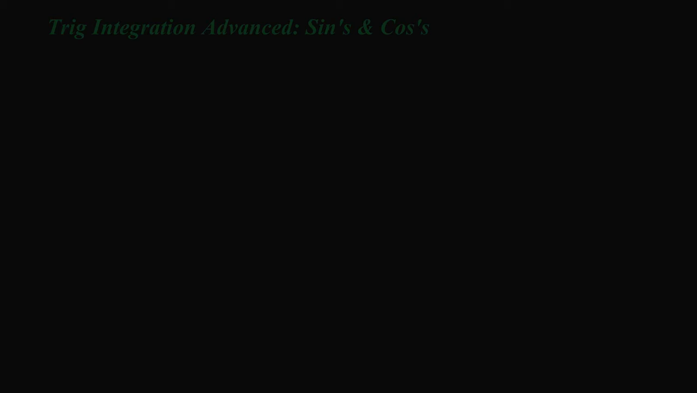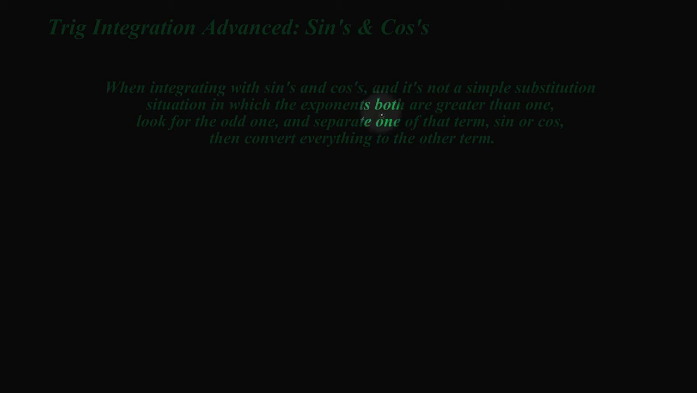And basically, what we're going to do is when we're integrating with sines and cosines, and it's not just a simple substitution, meaning that there's some sine to the fourth and cosine to the first, where you could let u equal sine, and then du would be cosine, or vice versa. The exponents are both greater than 1. You're going to look for the odd one, and then you're going to set aside one of those, whatever the odd exponent is, 3 or 5, for instance. And then you're going to convert everything into the other term.